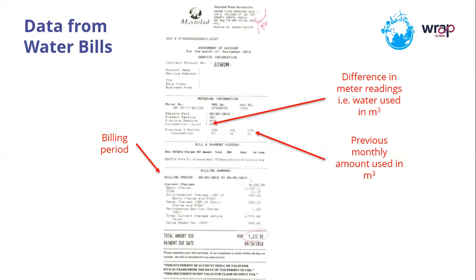This is an example of a water bill from the Philippines. We need to know the billing period so we can work out how much water is used in each calendar month. In this bill, as well as showing the meter reading at the start of the month and the end of the month, and the amount used during that month, it also shows you the amount of water used in the previous 3 months.